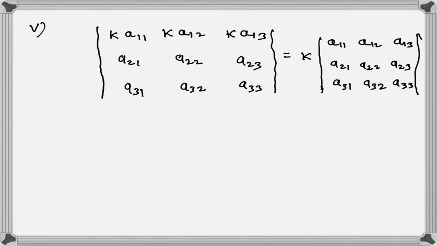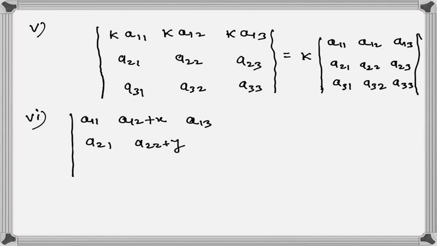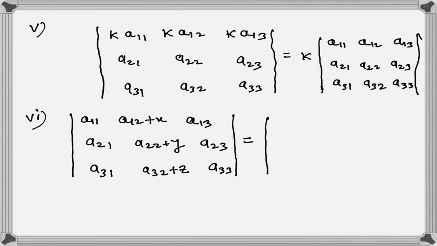So the sixth property, suppose we have the following determinant: a11, a12 plus x, a13, a21, a22 plus y, a23, a31, a32 plus z, and a33. This determinant can be written as a sum of two determinants.